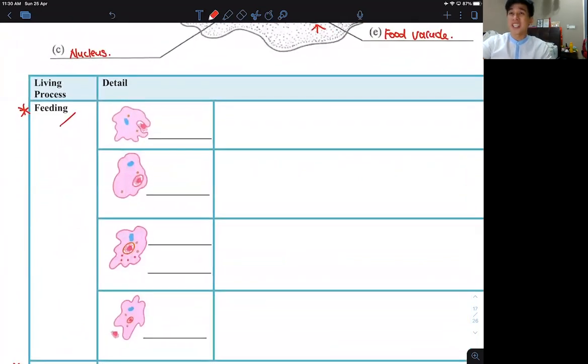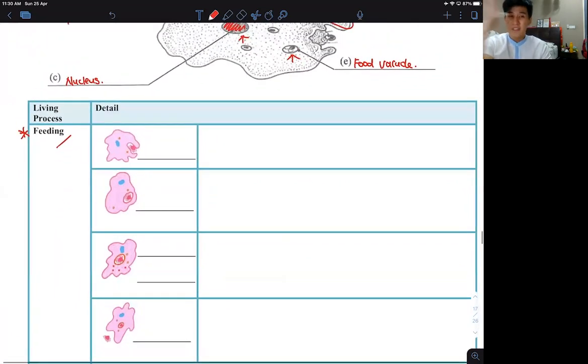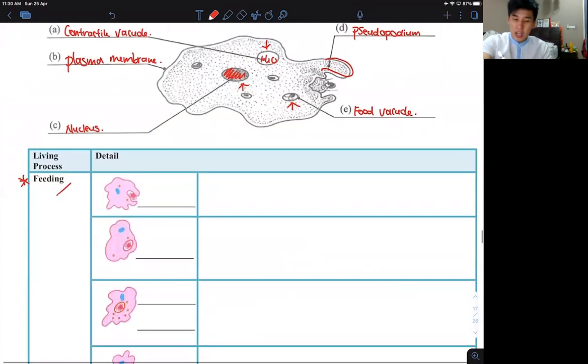Now let's come to the first process, the process that they could ask you to explain for up to three to four marks. One, feeding, how they eat. Remember, their feeding process is called phagocytosis. Actually, most cells eat using this method called phagocytosis.